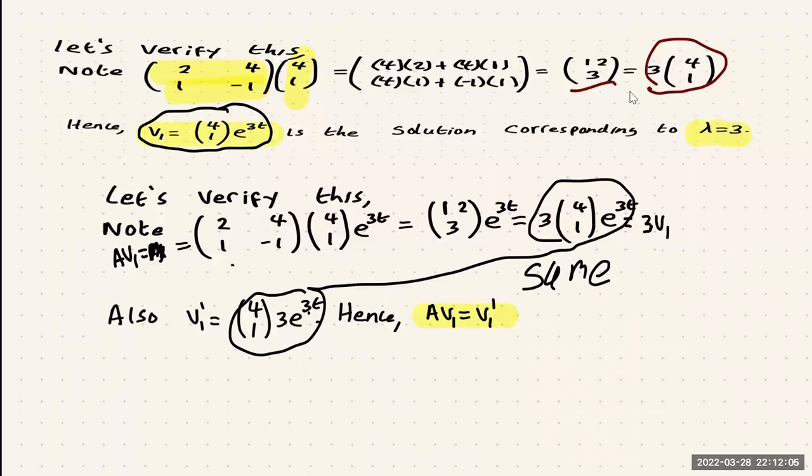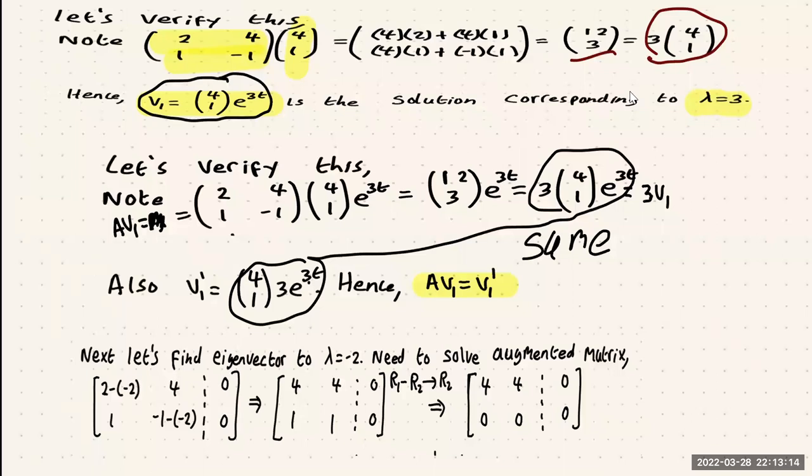Okay, let's now find the second solution. Now we're going to find the eigenvector corresponding to lambda equals -2. So we need to solve the augmented matrix. How I got this augmented matrix is just my A matrix with the eigenvalue -2 subtracted on the diagonal. It's going to be 2 minus a -2, and then -1 minus a -2. So that simplifies to become [4, 4 | 0; 1, 1 | 0].